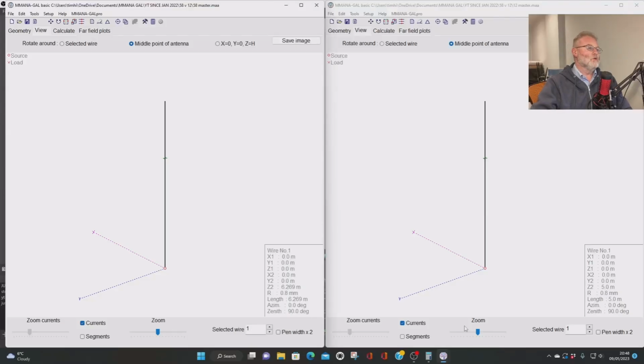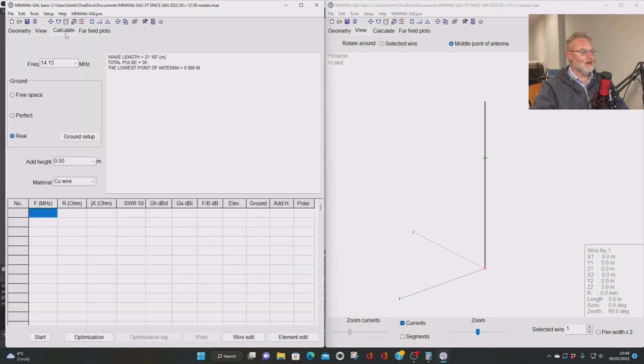And here we go. So on the left, we've got the 5/8 wave, and on the right, we've got the half wave. Notice as I go down to the bottom here that the length of the 5/8 wave is about 6.27 meters. That's just over 20 feet. And the half wave, of course, for 10 meters, as you see down here, is 5 meters long. That's just literally a fraction over 16 feet, isn't it? So, okay, let's put them both down as ground-mounted antennas to see where we go so far.